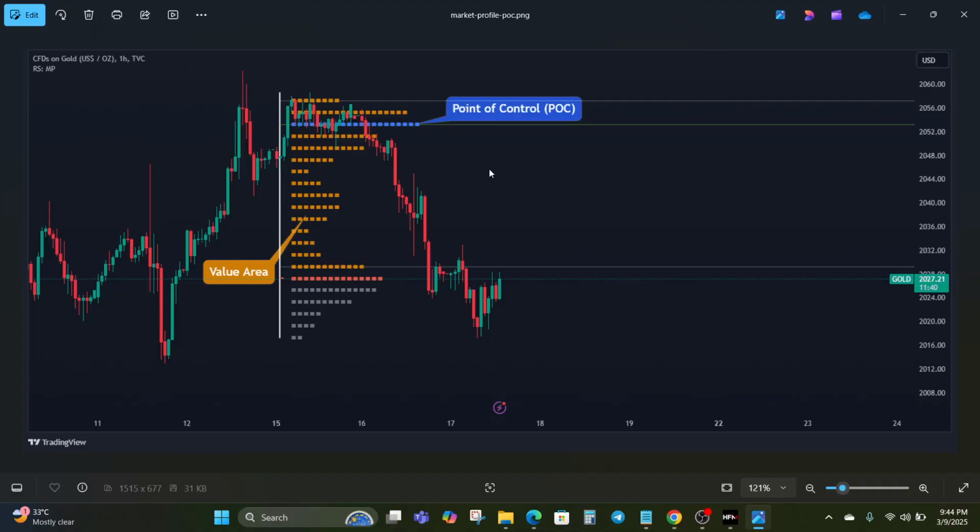Now, the market profile also displays the value area. We have the value area high or VAH and the value area low or VAL, which represent the range where most of the trading activity happens. Traders use these levels to spot potential breakouts or reversals. The beauty of market profile is that it helps you see not just the price movement, but also the market sentiment.